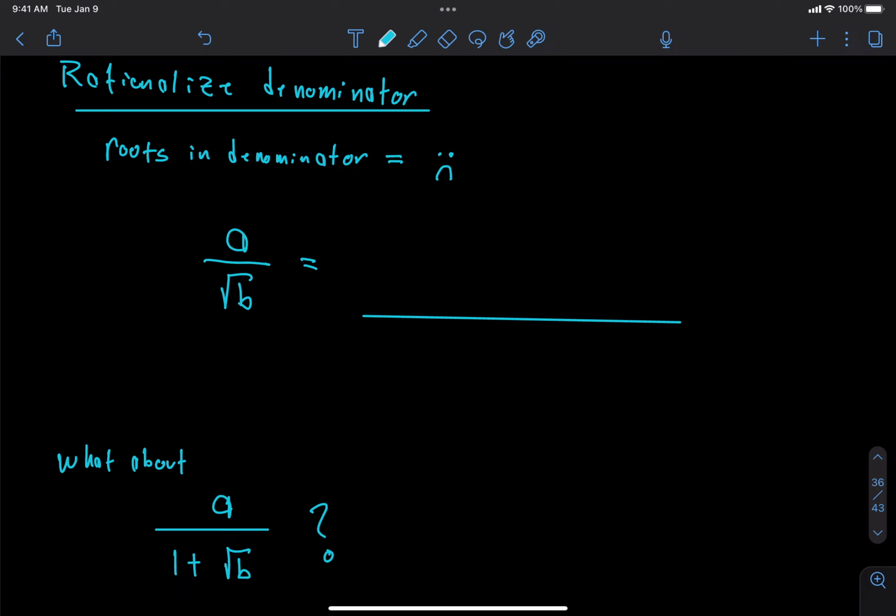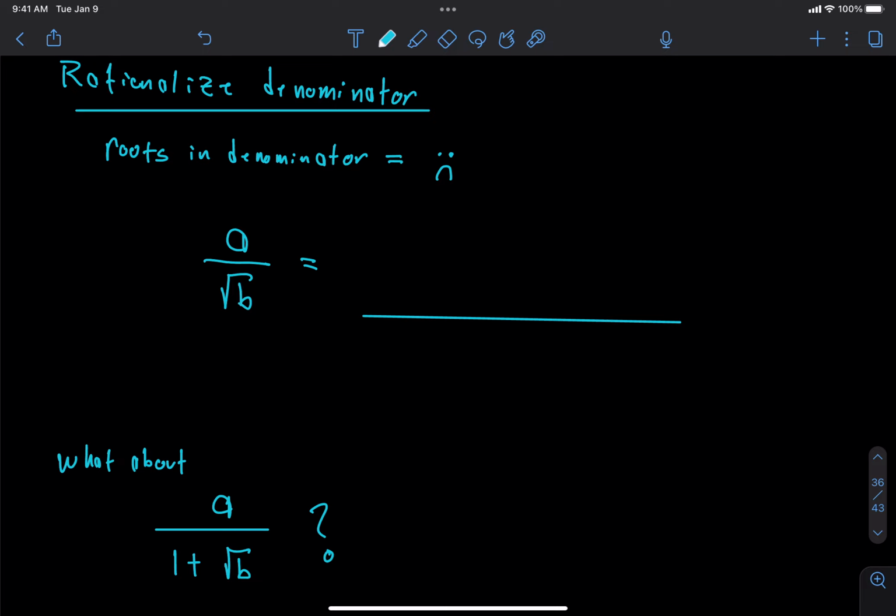So they came up with this process called rationalizing the denominator, which is a method by which we are going to make the denominator rational, because oftentimes, actually always, the square root of a prime number is going to be an irrational number. We don't like irrational numbers in our denominator, so we're going to make it rational by doing the following.